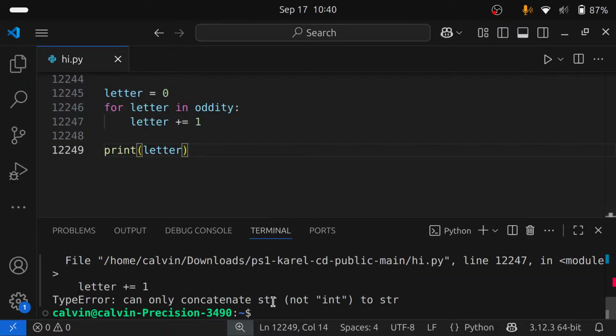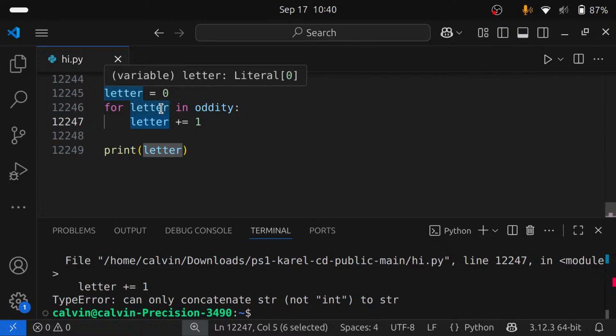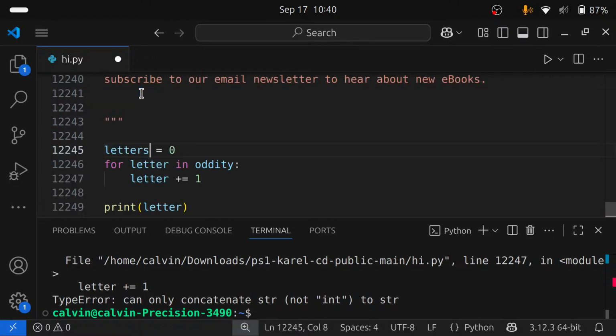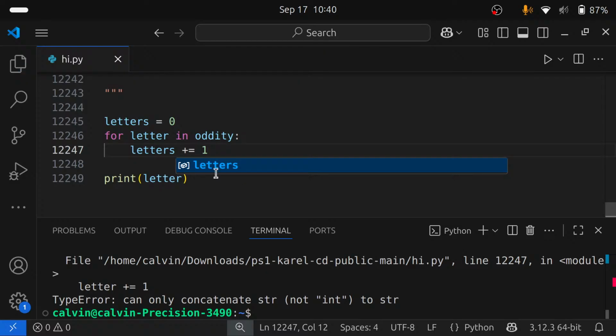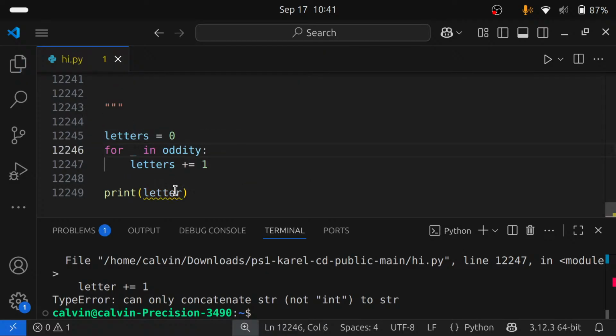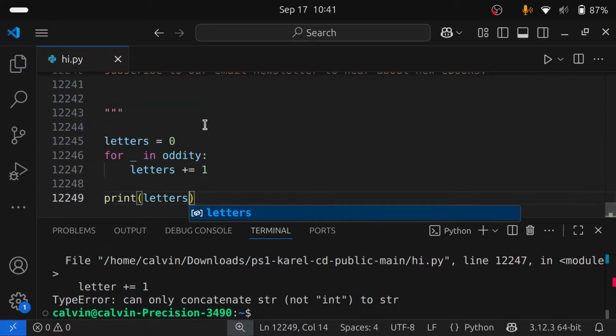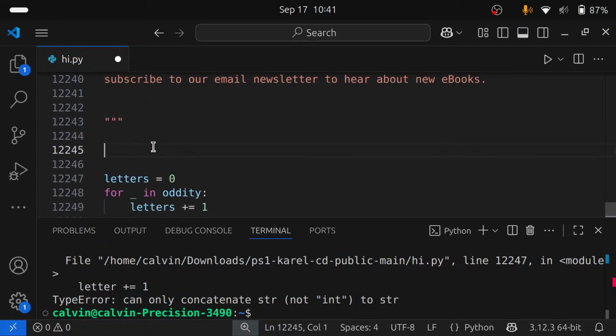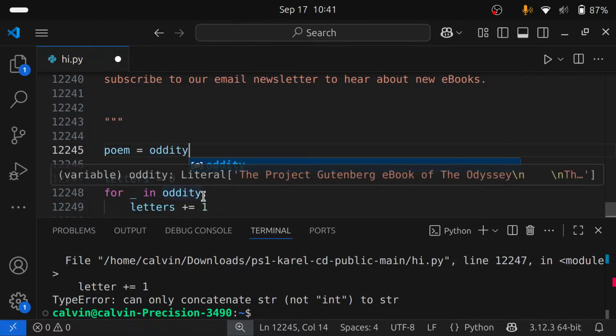Ooh, I can only concatenate str, not int to str. What does that mean? Oh, because I used letter twice. Do you see that? Oh, you would say for I? Yeah, I'm just going to call this one letters. And I'm going to call this underscore so I know not to look at it. And then we were going to say poem, not book. So we'll name oddity the poem.